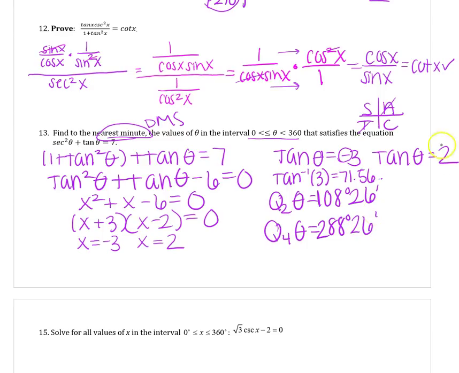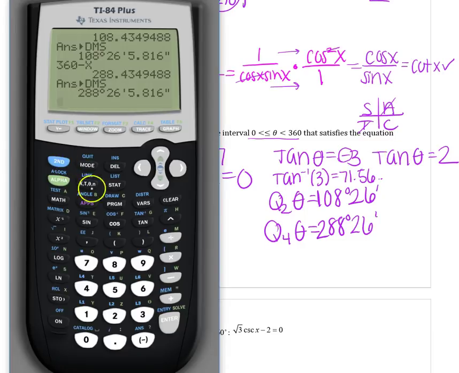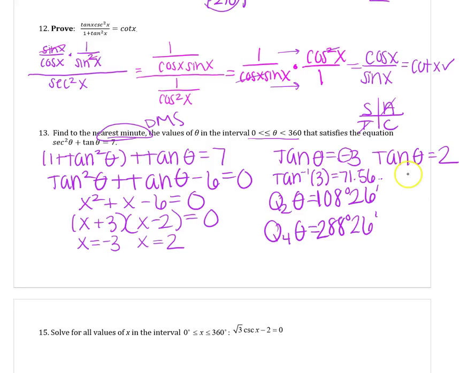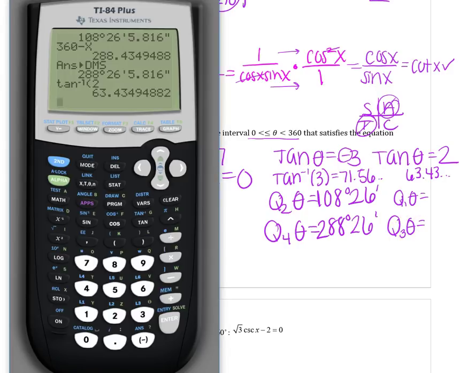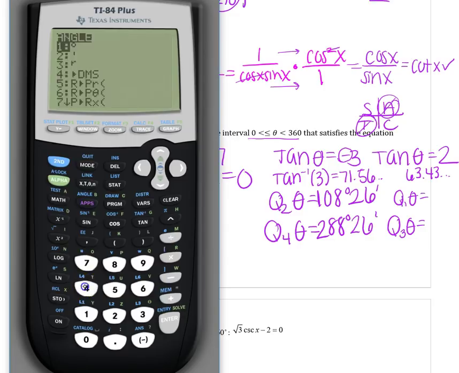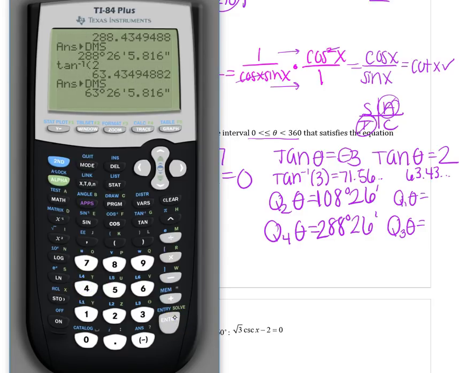Okay, and then we'll do the same exact process over here for tangent of theta equals 2. Now, second tan of 2, so 63.43. Okay, but we're going to use that to get into quadrants where tangent's positive. So now we actually will refer to 1 and 3. So this would be my angle in quadrant 1, so let's just convert it. So 63 degrees, 26 minutes.